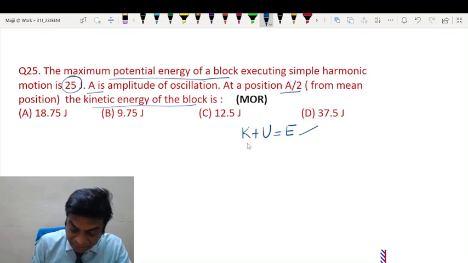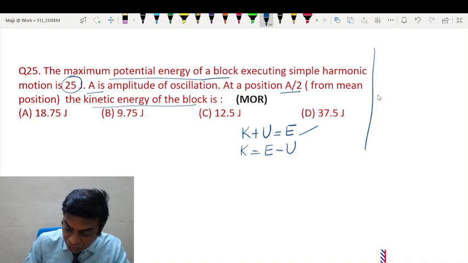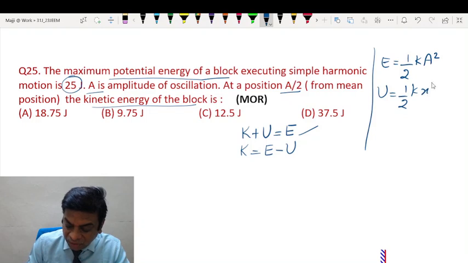So here it is. Therefore kinetic energy can always be evaluated as total energy minus potential energy. Now total energy for a body executing SHM is (1/2)KA^2, where K is the force constant, and potential energy is simply (1/2)Kx^2, where x is the displacement from the mean position. Therefore, kinetic energy, you can use this formula: (1/2)K(A^2 - x^2). This is how you calculate the formula.